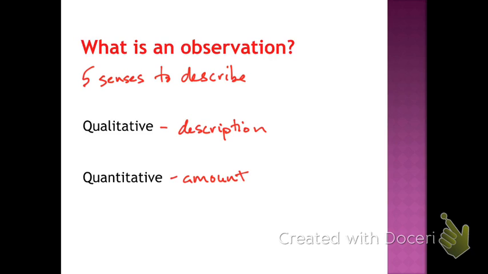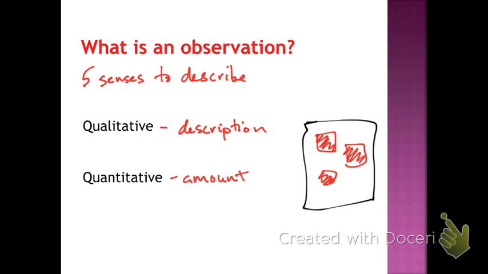For example, let me just draw something here. So let's say you saw these 3 red boxes here. The qualitative description or observation would be, they're red, they're square. But the quantitative is, there's 3 of them. There's 3 red boxes here, right? So quantitative is the amount. Quantitative has to do with a number. So whenever you see a number observation, that's what we call quantitative.